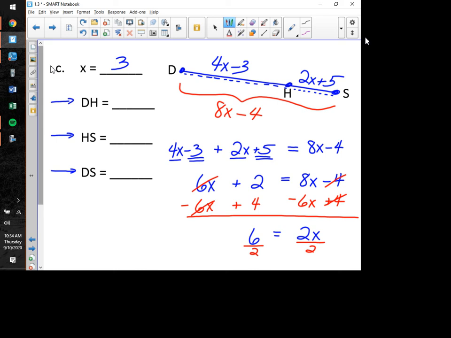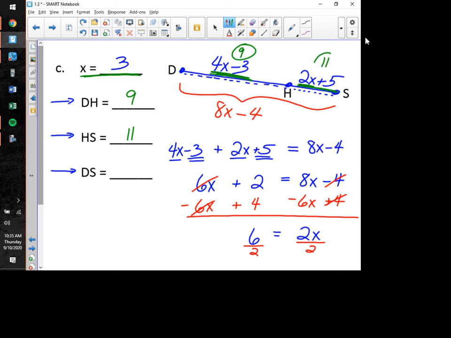DH, everybody, the measure of DH is 4x minus 3, and we believe we know that x is 3, so let's check that. 4 times 3 is 12, and 12 minus 3 is going to get us 9 for the measure of DH. Let's move on to HS. HS is 2x plus 5. So 2 times 3 is going to get us 6, and that 6 plus 5 is going to get us 11.